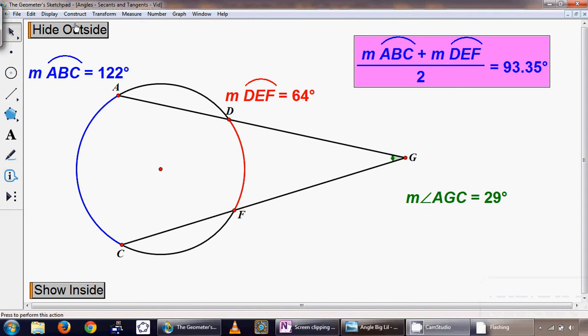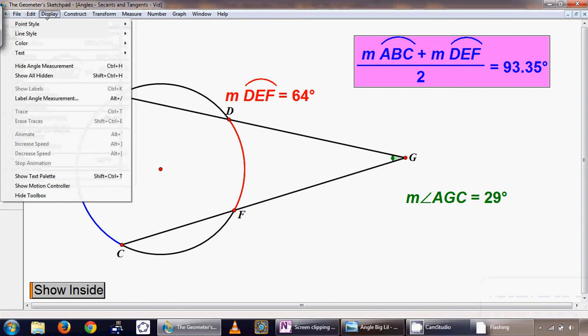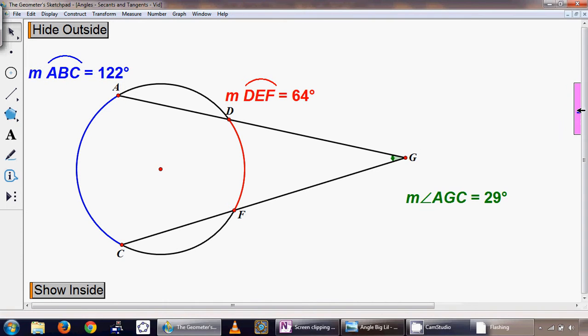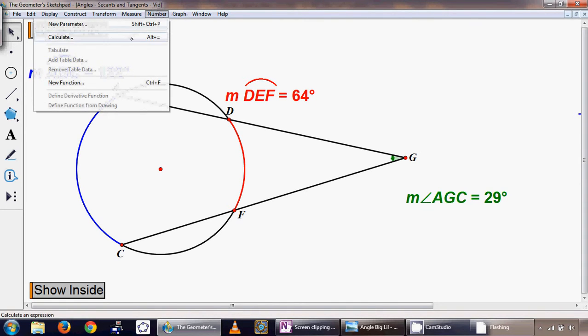So it makes sense that we should do something other than adding. So let's get rid of this. All right, how do I delete this? You know what, let me toss it off to the side. Okay, so it makes sense we should do something other than adding. And if we look at it, the angle's smaller. So instead of adding, maybe I should try subtracting. So let's see if that works. Let's calculate.